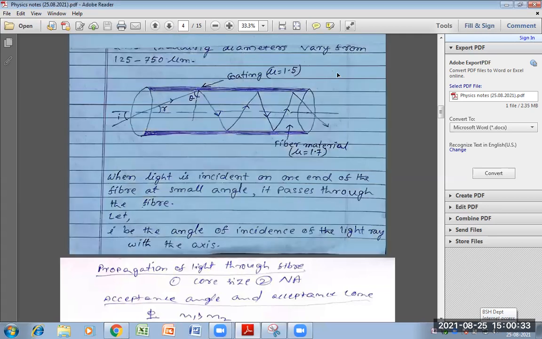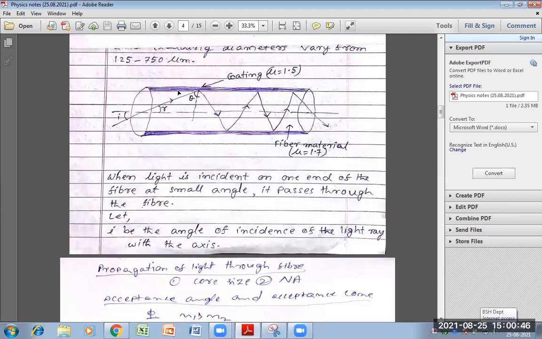Its outer diameter range is 0.1 to 0.15 mm and core diameter range is 5 to 600 micrometer, and the diameter of cladding ranges from 125 to 750 micrometer. So optical fiber, again I will repeat all these things, and these things will be asked in your internal exam or in your university exam also.